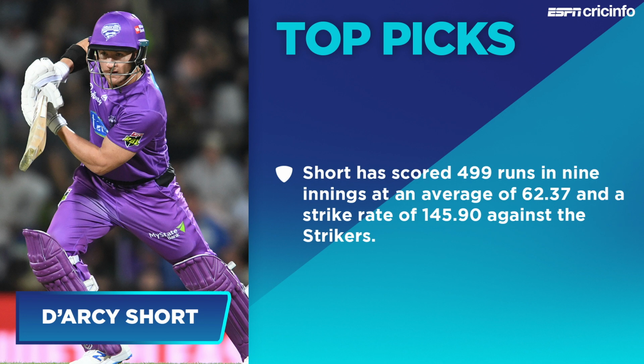It was a scintillating 48-ball 72 in the last game that helped the Hurricanes pick up their points, and he's now scored nearly 500 runs in 9 innings at an average of over 62 and a strike rate of over 145 against the Strikers. So he's got more runs than against Rashid Khan as well. So let's back Darcy Short one more time.